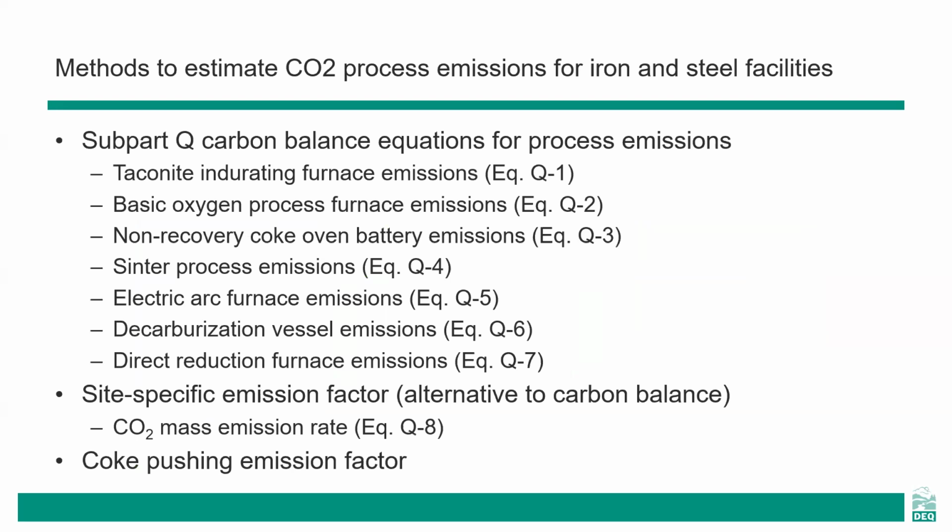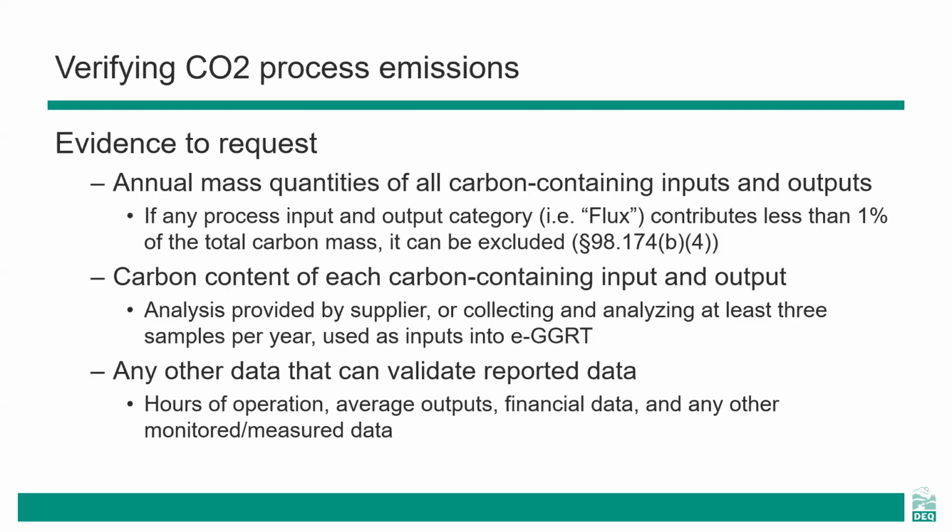There are several equations associated with subpart Q. The first 7 equations are for carbon balance. As an alternative to the carbon balance approach, equation 8 is used for developing a site-specific emission factor. As with almost all other process emissions report verifications, it is important to review all carbon-containing inputs and outputs and any other data that can be used to ensure the calculations and reported emissions are accurate. If any input or output category contributes less than 1% of the total carbon, it can be excluded.